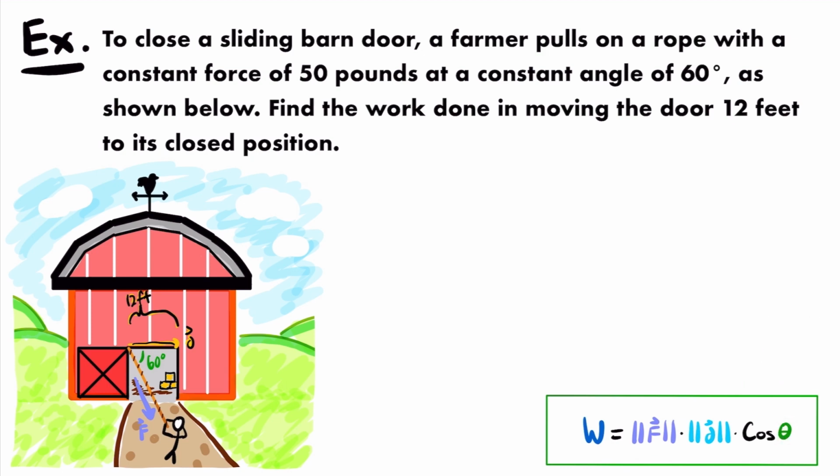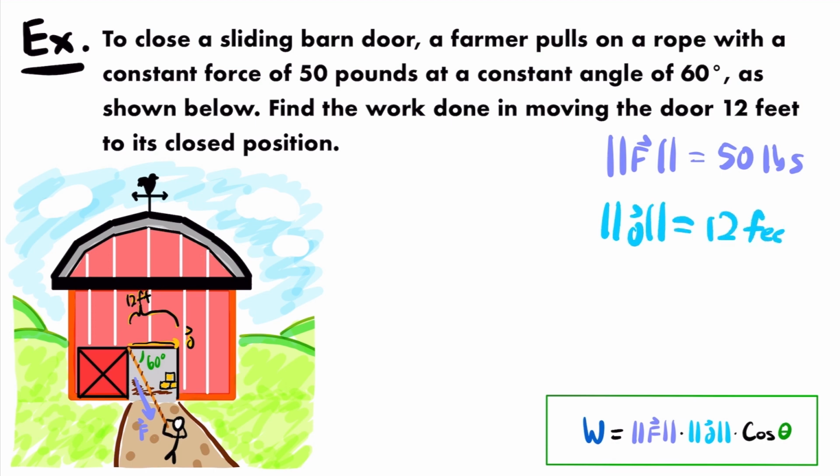So we know here that the magnitude of our force vector is equal to 50 pounds. The magnitude of our distance vector is equal to 12 feet, which even though I don't have it labeled in that color, would be this distance. And then the angle between those two vectors is 60 degrees, which would be the same as pi divided by 3 radians. That's one of those special angles that I have the radians memorized for. But anyway, let's set up our equation.